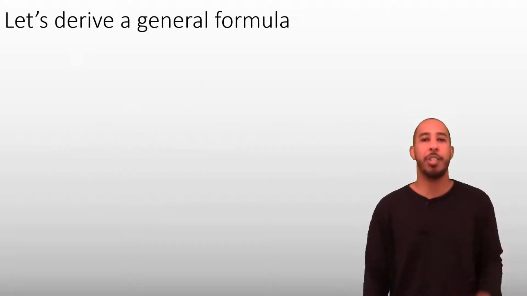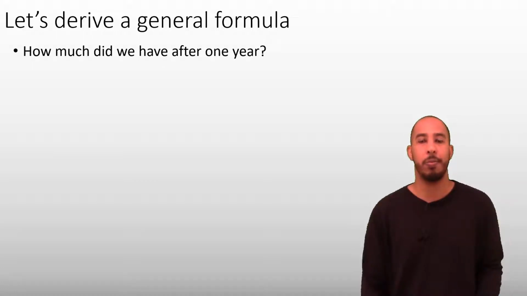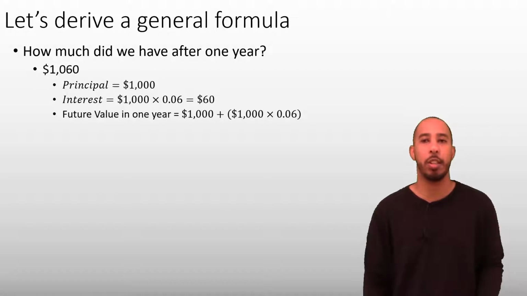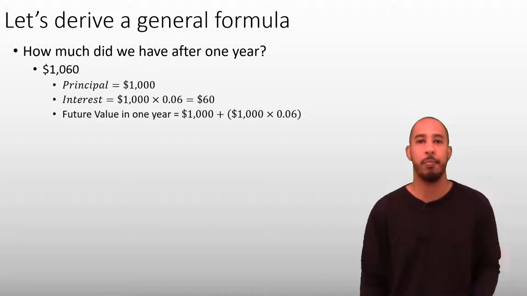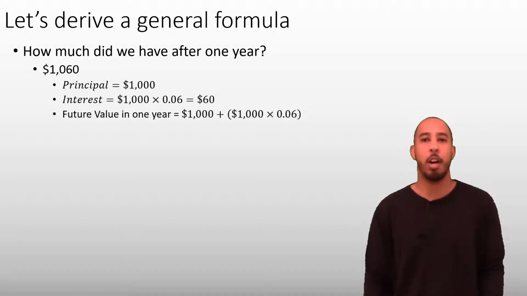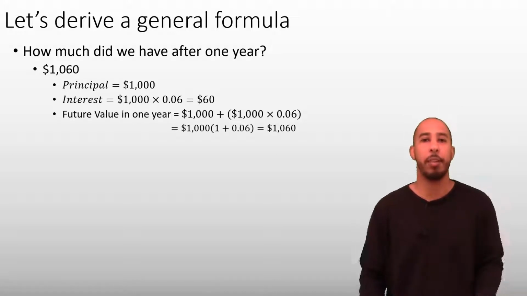I want to come up with a general formula that we can use to figure out what any account will grow to in the future. So let's try to break down the example we just did. In the example, how much did we have after 1 year? We had $1,060. That is the $1,000 we started with plus $60 in interest. I can factor out the $1,000 to express the $1,060 as 1,000 times (1 + 0.06).